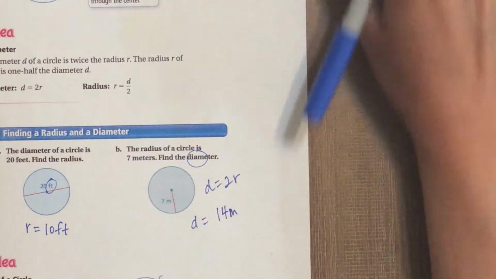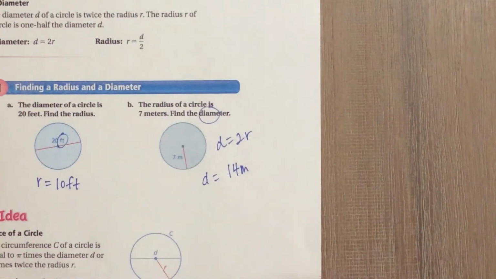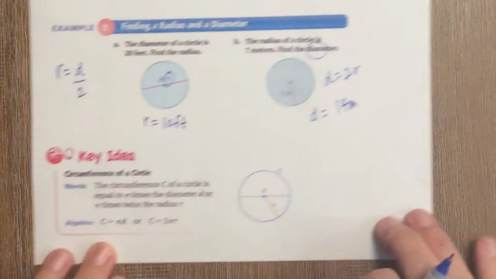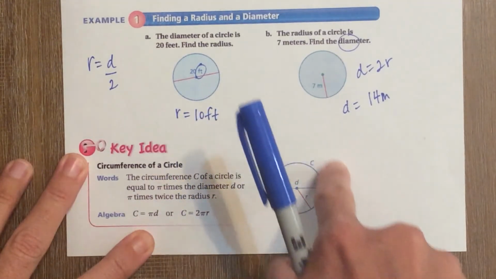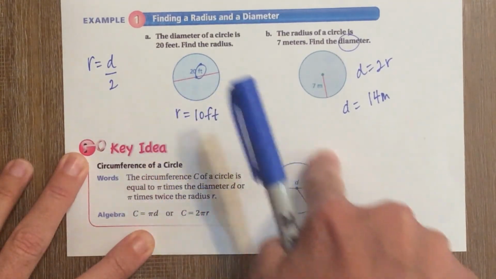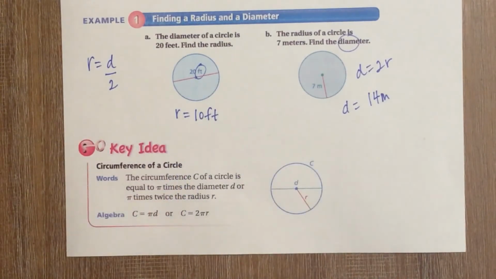So now let's take it to the next level. We need that information to find this idea of circumference. Circumference is the distance around an entire circle. So think back to when you did rectangles and things like that, we found the perimeter, which was the distance around a polygon. Now we're talking about the distance around a circle. We don't call it perimeter, we call it circumference, okay?